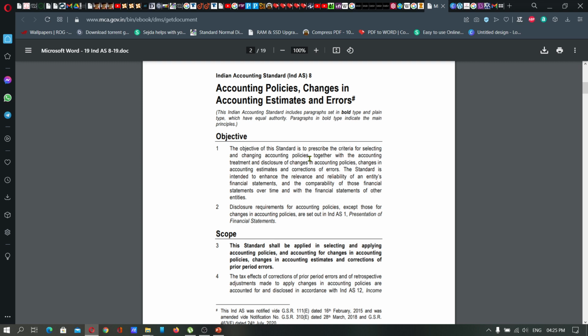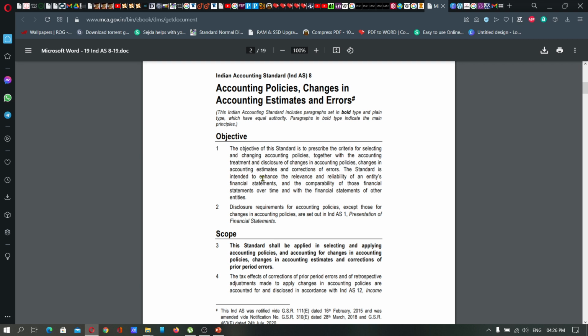There are certain steps that have to be followed for selecting as well as making necessary changes in the accounting policies. And Ind AS 8 specifies what the criteria for selecting are, and at the same time what steps have to be followed while changing the accounting policies. So together with the accounting treatment and disclosure of changes in the accounting policies, changes in accounting estimates and correction of error, how the errors in the financial statements are corrected, there are certain procedures for that.